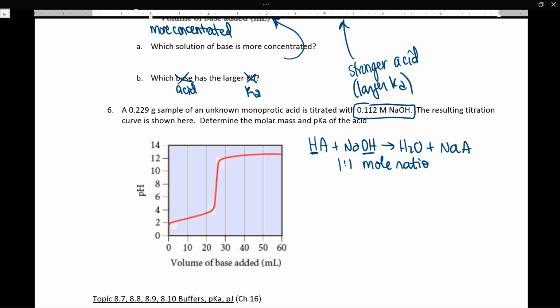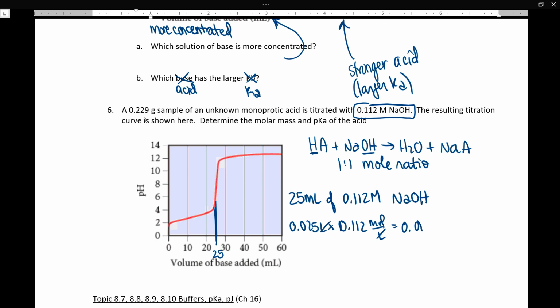And if we take a look at this graph, I'm going to estimate that it took around 25 milliliters of base. So it took around 25 milliliters of 0.112 molar NaOH for us to reach the equivalence point of this reaction. Remember, the equivalence point means all the reactants have gotten used up there. So I'm going to plug that in my calculator. If I want to find out how many moles of base that is, I take my molarity times my liters, and that's going to give me moles of base.